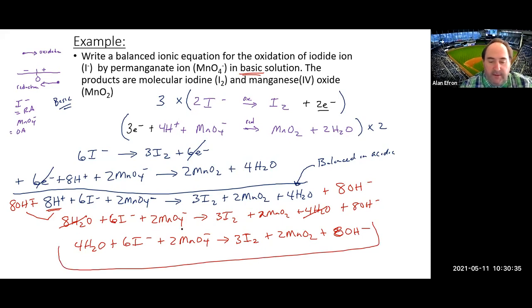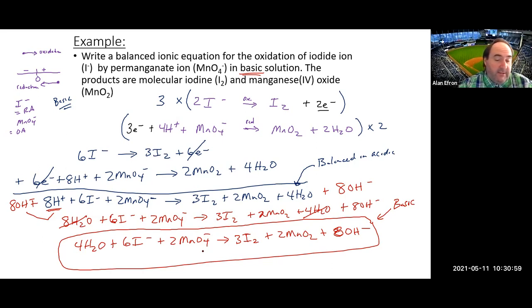And at this point, this should be it, balanced in basic conditions. Again, we could do a quick run through to make sure. 8 hydrogen on the left, 8 on the right. We got 8 and 4 oxygens, that's 12 oxygens. 8 and 4 oxygens on the right, 12. 6 iodines, 2 Mn on both sides.